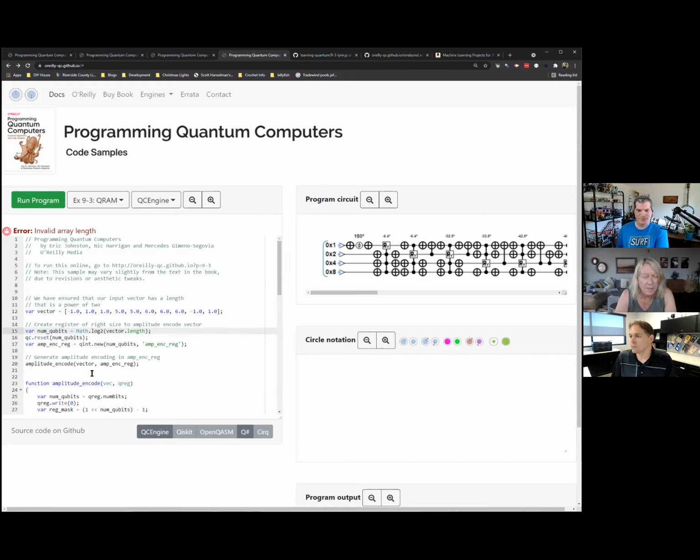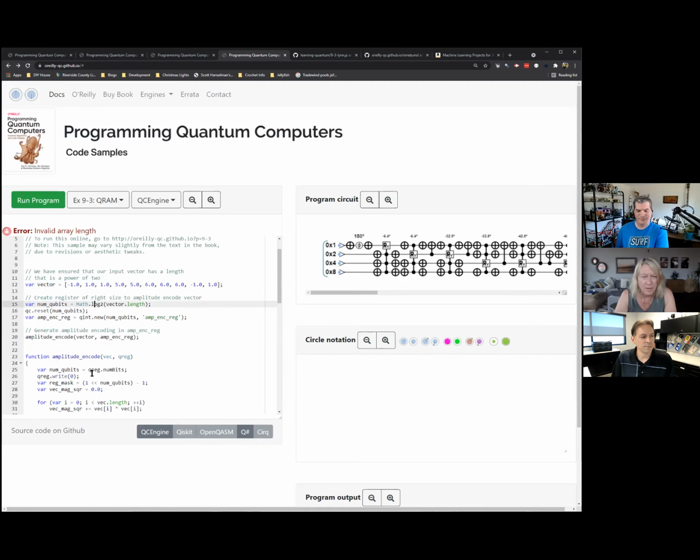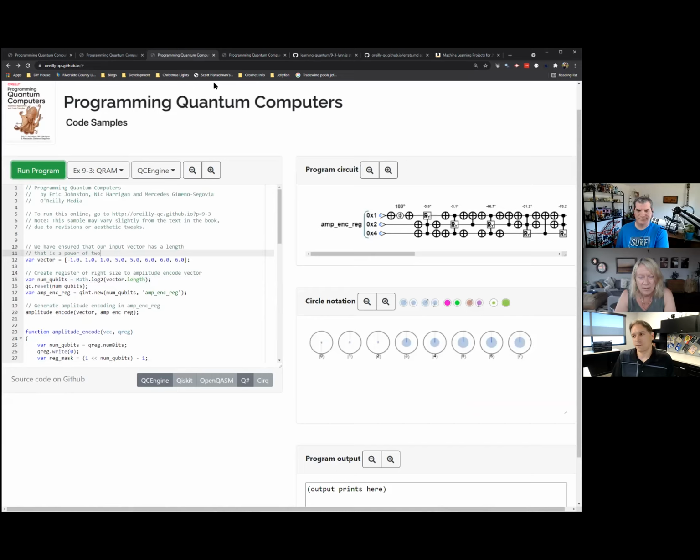Well, it says in the comments on lines 10 and 11, we've ensured our input vector has a length that is a power of 2. And then that's implemented in line 15. So you have to have lengths that are powers of 2. I think that's where that comes from. And again, this is my limited knowledge of vectors also. So I don't know if we had to represent a vector that wasn't a power of 2, if we would have to do that some other way.